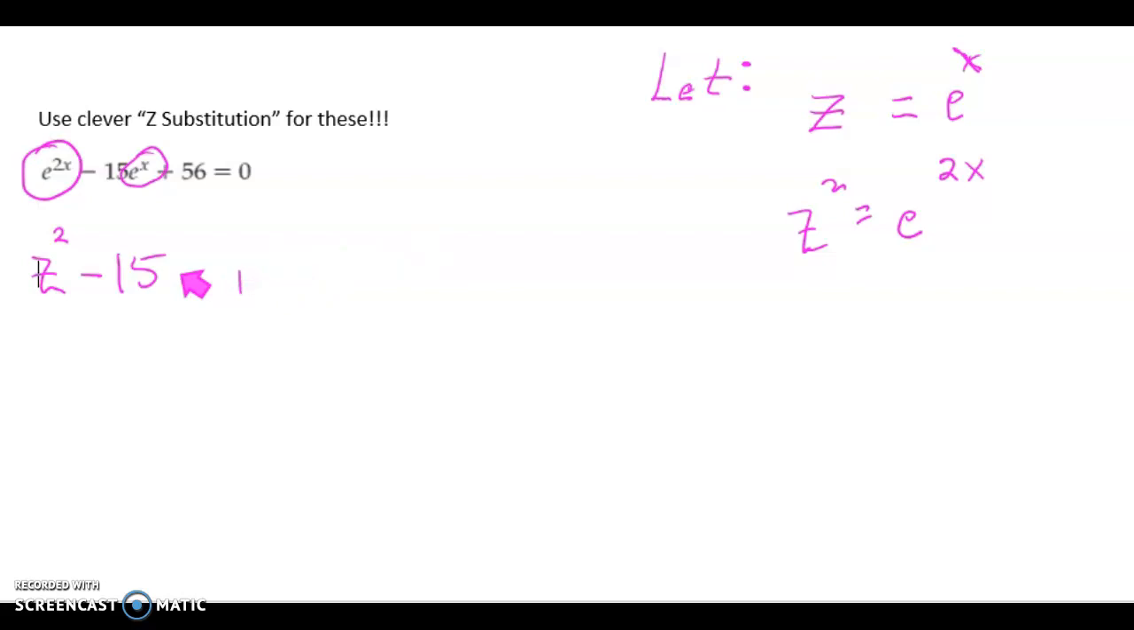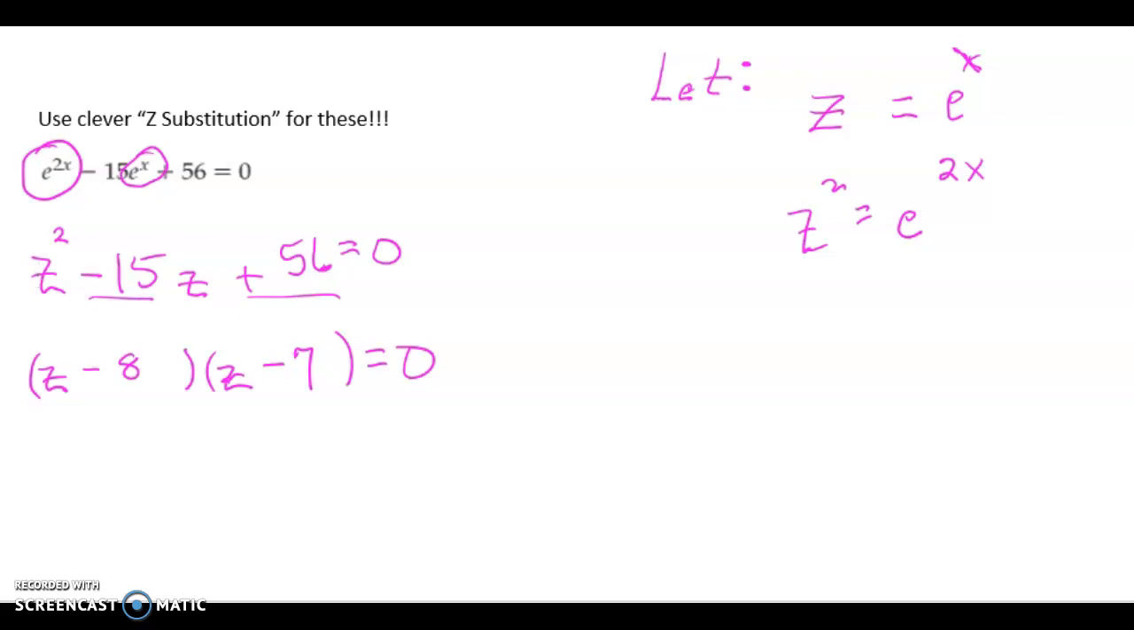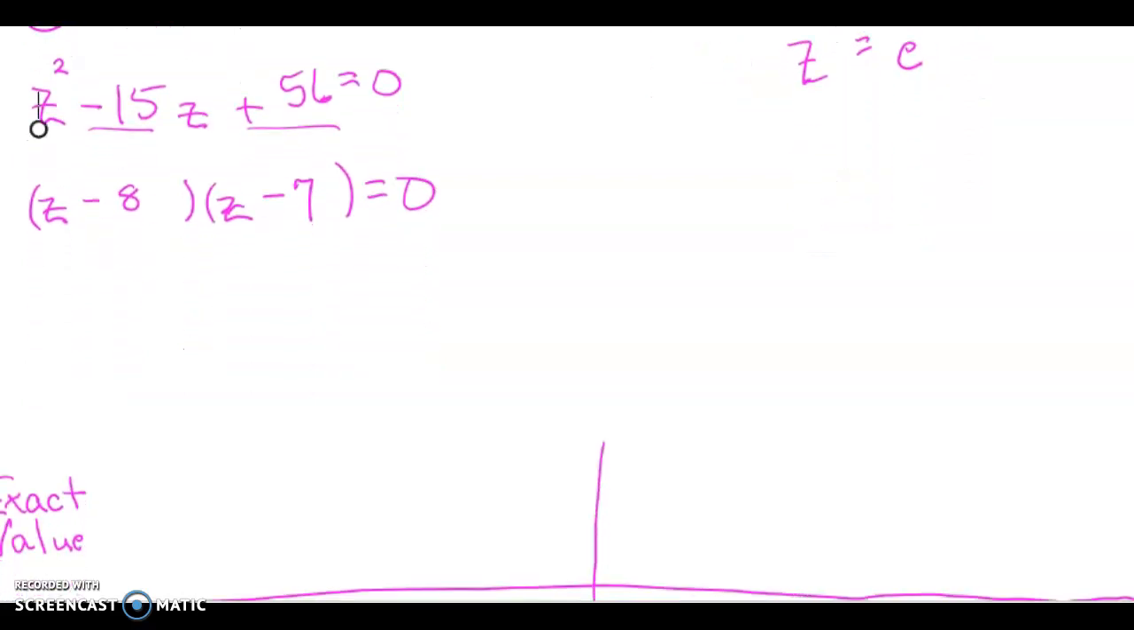Okay, plus 56 equals 0. All right, now we can factor this. We'd have Z and Z would give us the Z squared. And we'd have minus 8 minus 7. And negative 8 times negative 7 gives us positive 56, but adds together to give us negative 15. And then we would have Z equals 8 and Z equals 7.